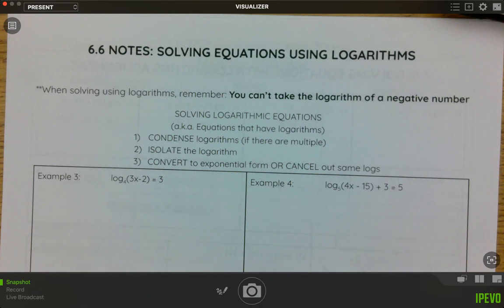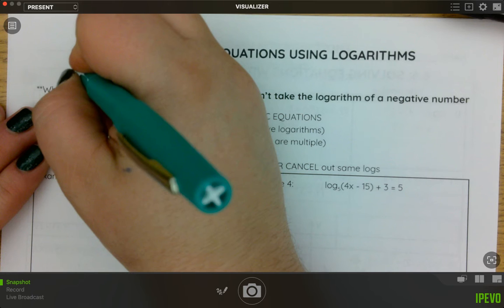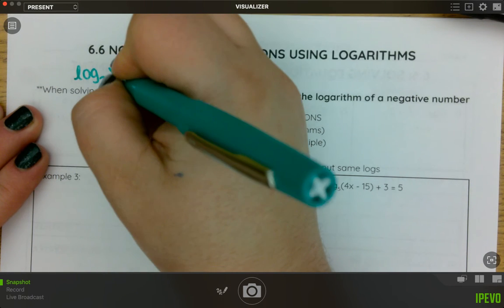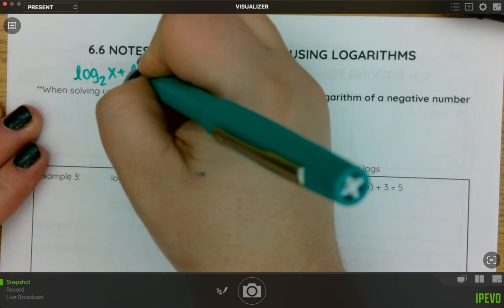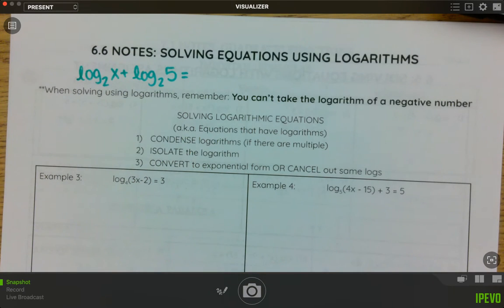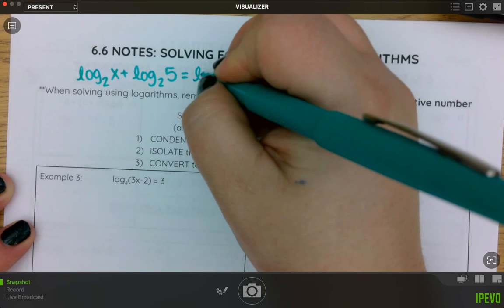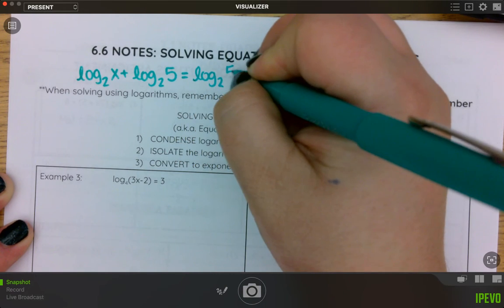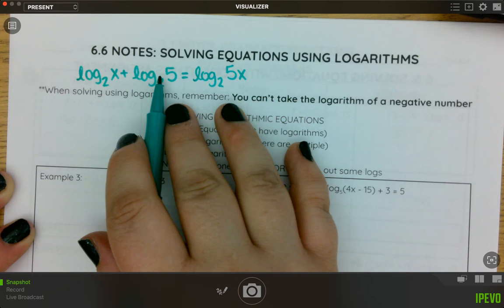Before we jump into any of the examples with the equations, in this little bit of space up here, I want to give you a reminder that if you have two logs with the same base that are being added together, that's like adding exponents, which only happens if you are multiplying two expressions together. So you can multiply the insides. So x times 5 becomes 5x.